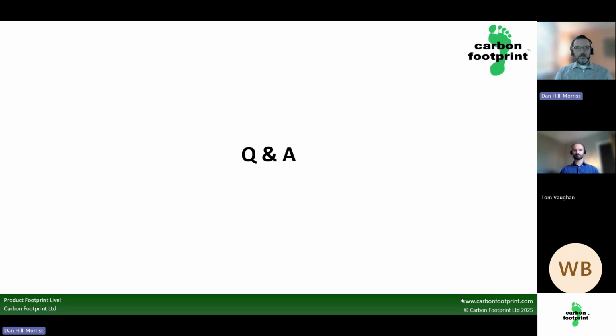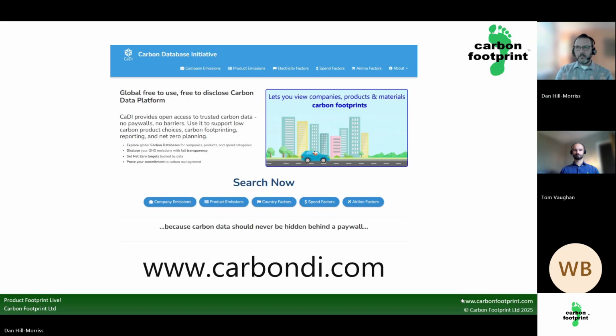There are lots of variations out there, and certainly the question's right. Lots of pressure to set a target and put it out there in the public domain, but tracking it and seeing progress against it, that's not always as obvious or as transparent. I'd refer back to the Carbon Database Initiative, full, free to use, free to view, public disclosure available there.